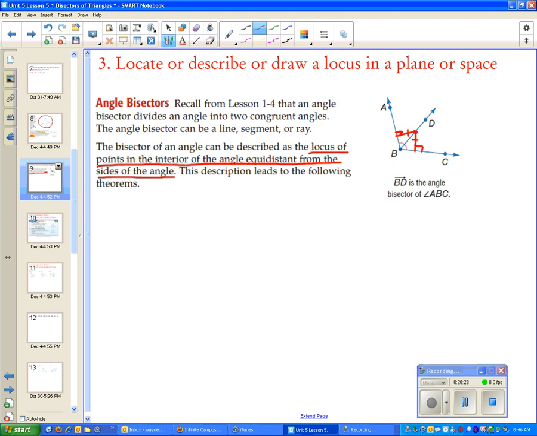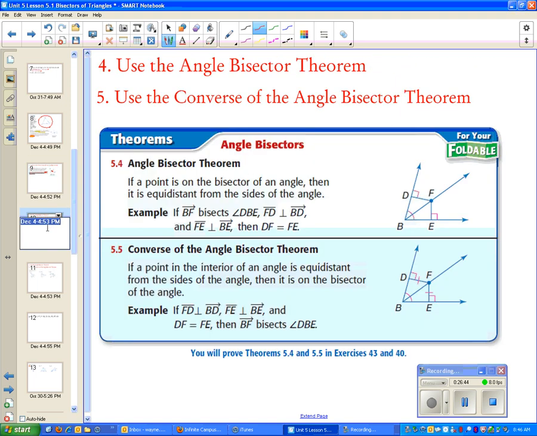And it's going to be like the perpendicular bisector. The theorem and its converse are both going to be true. If we know a point is equidistant from the sides of the angle, it's on the angle bisector. We know that if it's on the angle bisector, it's equidistant from the sides. We know both things. Okay? And here's how we state it.